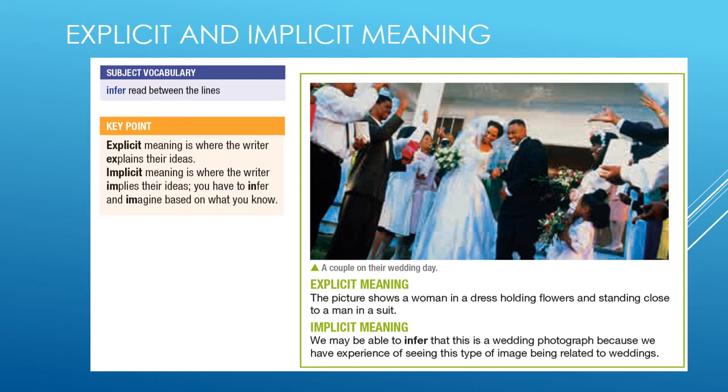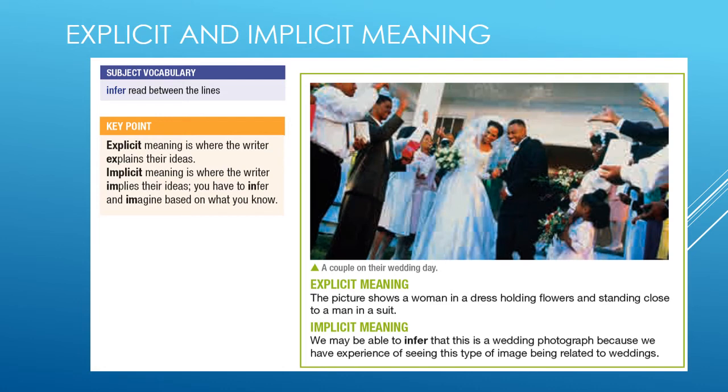Now look at this picture. A couple on their wedding day. What is the explicit meaning of the picture? When you directly look at it, you see a woman in a dress holding flowers and standing close to a man in a suit. That is what you see very quickly and clearly. A woman holding flowers standing close to a man in a complete suit.